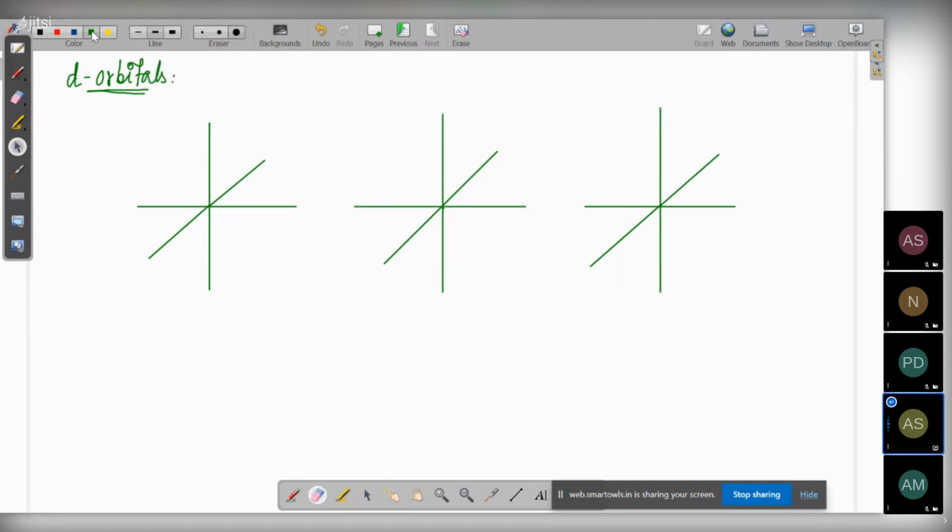First we draw the two types of orbitals. Let's name them x, y, z. So let's first draw dxy. That means it will lie on the plane between the x-axis and the y-axis. Thus it will look like this.